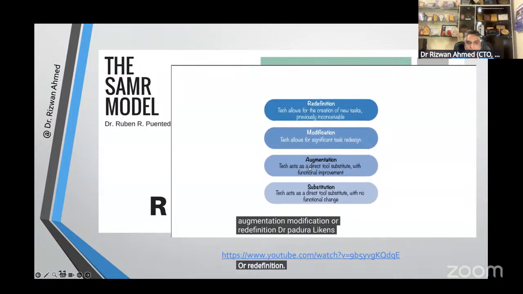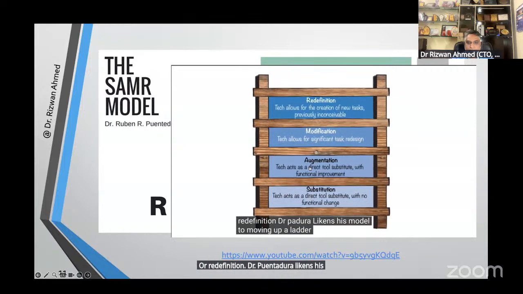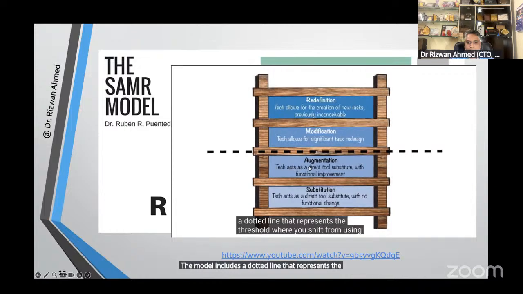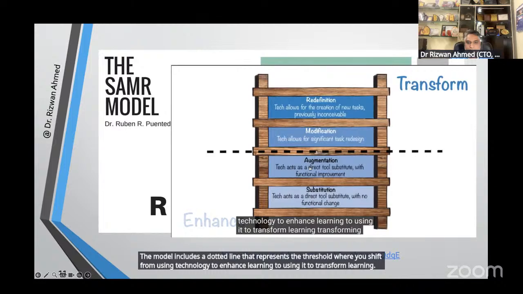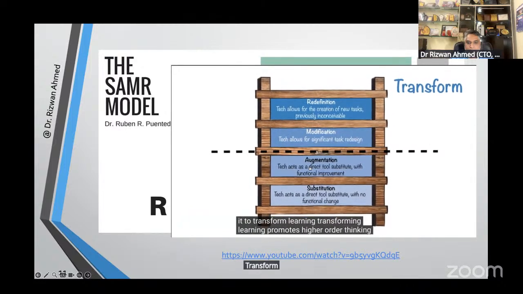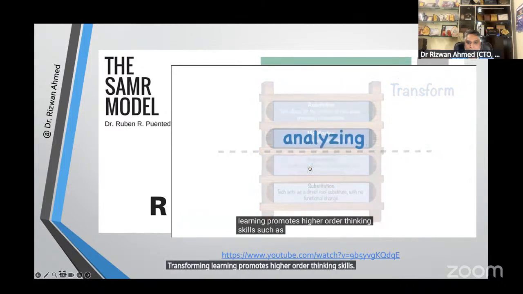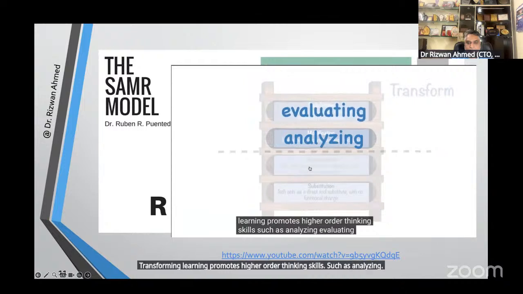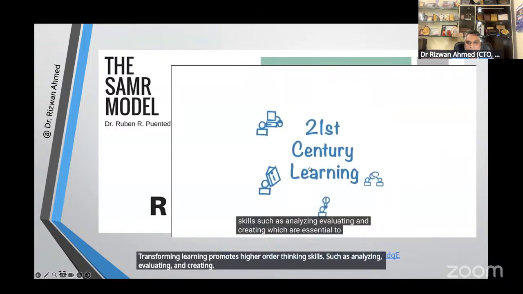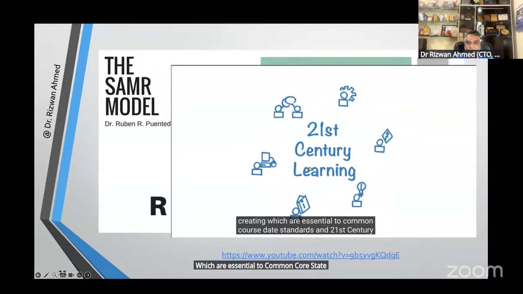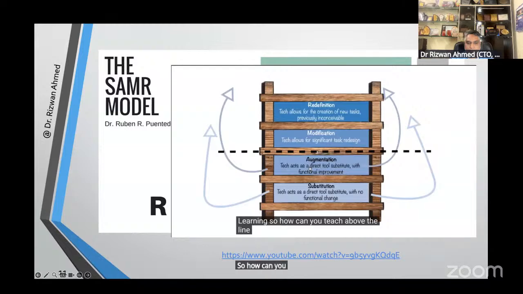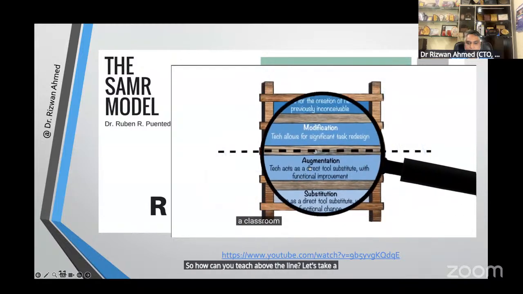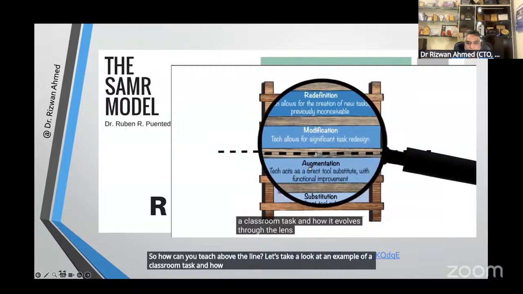Dr. Puentedura likens his model to moving up a ladder. The model includes a dotted line that represents the threshold where you shift from using technology to enhance learning to using it to transform learning. Transforming learning promotes higher order thinking skills, such as analyzing, evaluating, and creating, which are essential to Common Core state standards and 21st century learning. So, how can you teach above the line? Let's take a look at an example of a classroom task and how it evolves through the lens of SAMR.